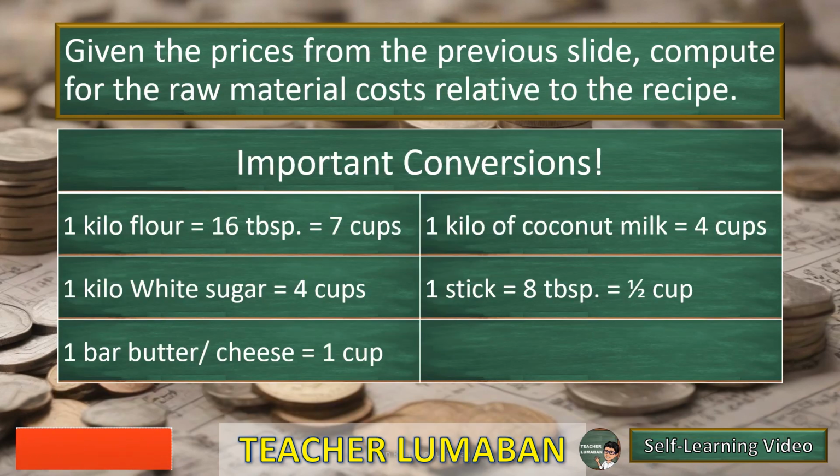Given the prices from the previous slide, compute for the raw material costs relative to the recipe. Important conversions: 1 kilo flour equals 16 tablespoons equals 7 cups. 1 kilo white sugar equals 4 cups. 1 bar butter or cheese equals 1 cup. 1 kilo of coconut milk equals 4 cups. 1 stick equals 8 tablespoons equals 1/2 cup.